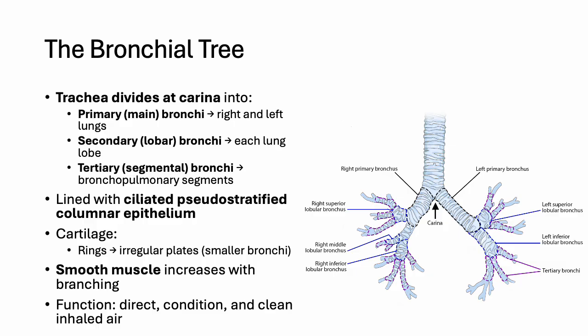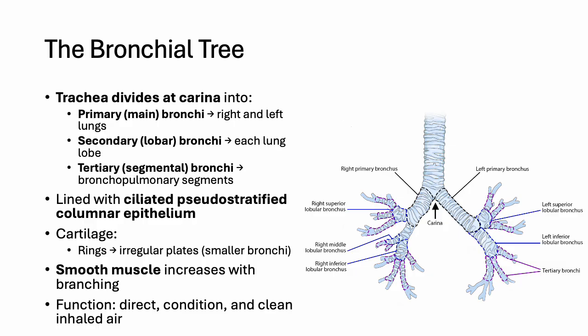the right lung. The secondary or lobar bronchi branch off the primary bronchi and supply air to each lobe of the lung. The right lung has 3 lobar bronchi, and the left has 2. The tertiary or segmental bronchi branch from the lobar bronchi and supply air to the bronchopulmonary segments, which are functionally independent units of the lung.